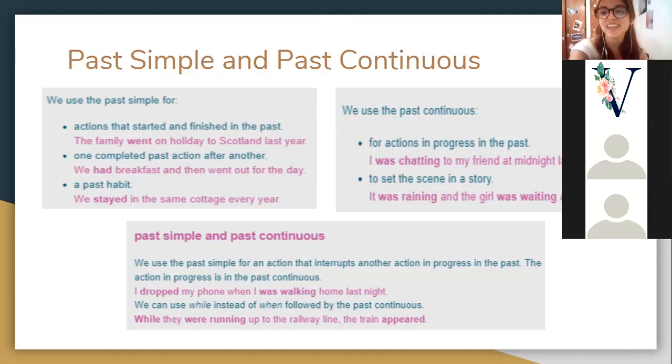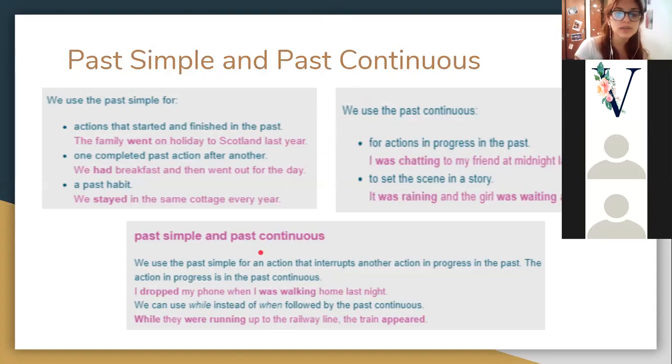Come on, you have it there. For actions in progress in the past. Good, an action that is in progress. And what about stories? When do we use it to set the scene? To set the scene? It was raining and the girl was waiting.